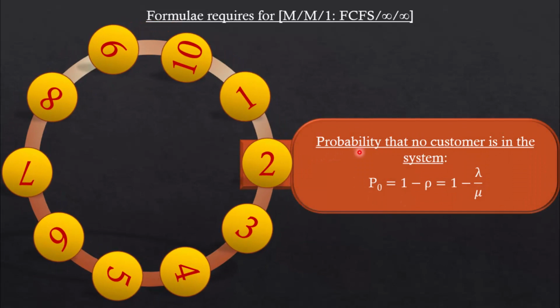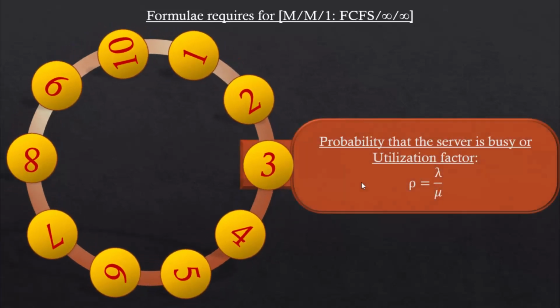It is given as the probability that no customer is in the system. That means the probability of having zero customers in the system. It is given by 1 minus rho, or we can show it as 1 minus lambda by mu. So let us move to the next formula.